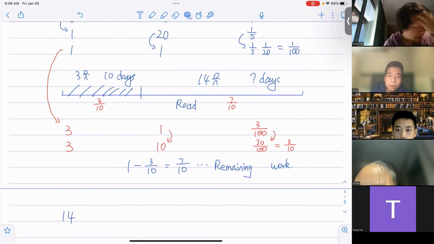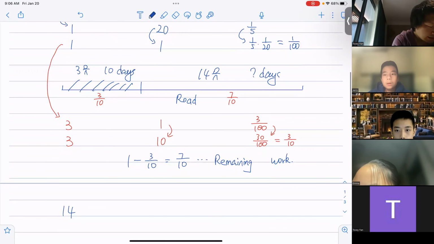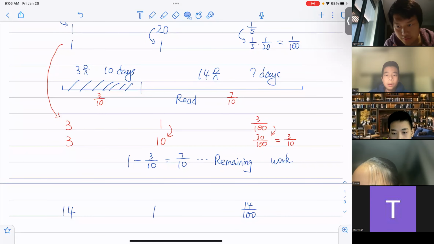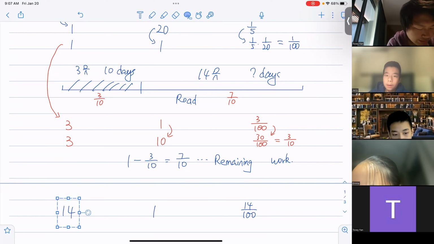So why don't we think about, first of all, how much of the work 14 people can finish in one day, right? If we do 14 people in one day, then we just multiply this by 14. That's going to be 14 over 100, right? And that's very straightforward. Does that make sense? One person in one day can finish 1 out of 100. Then 14 people in one day, of course, can finish 14 out of 100.